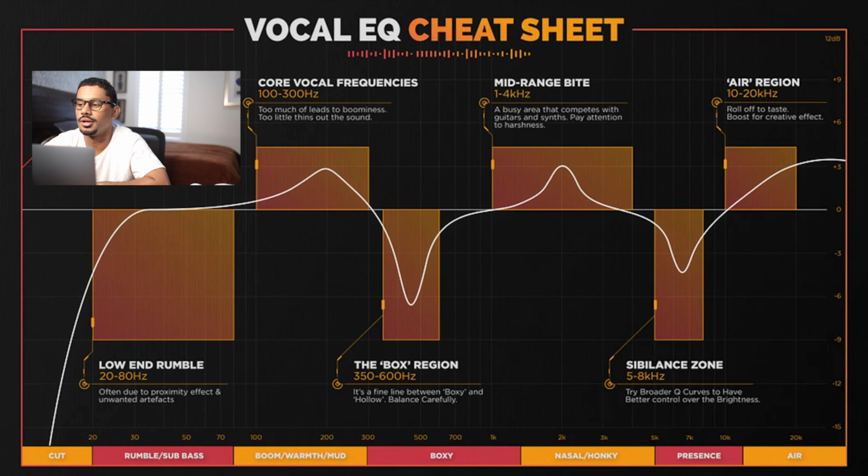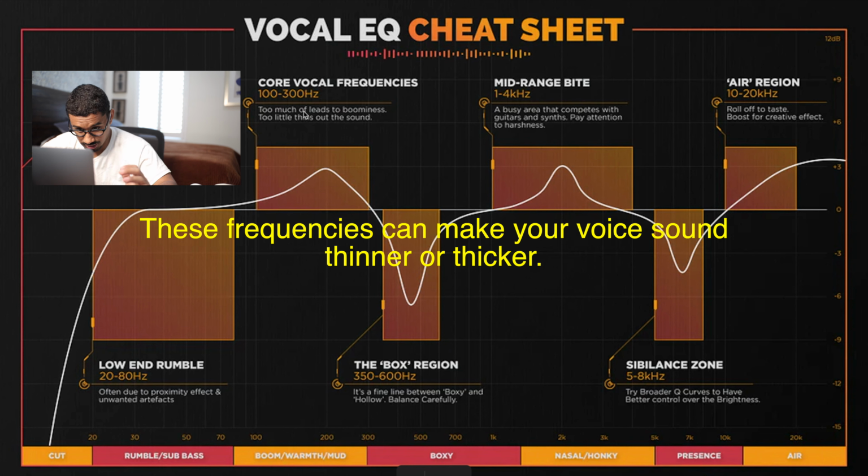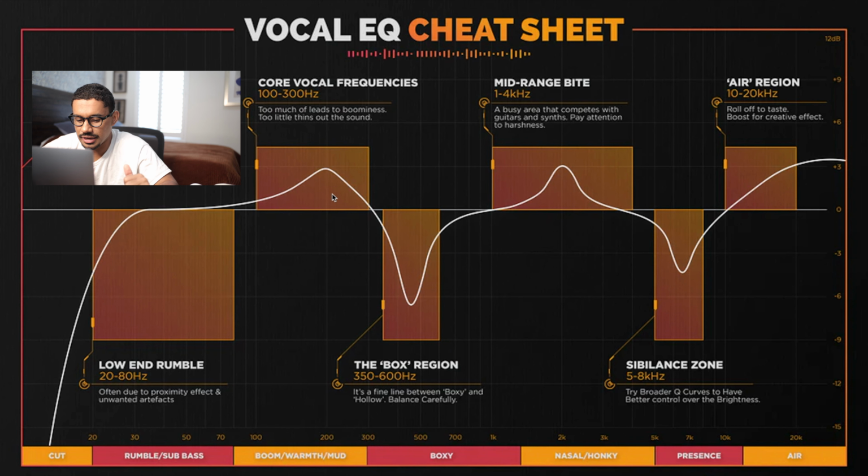stand out more. And this chart by Producer Hive is really helpful because it shows you which frequencies each part of the voice sits at. So you have the core vocal frequencies, which are from 100 to 300 hertz. And that's kind of going to boost the presence, kind of that oomph in your sound.